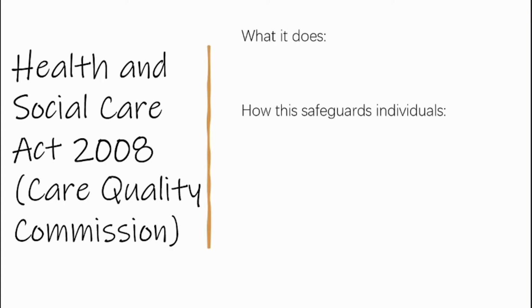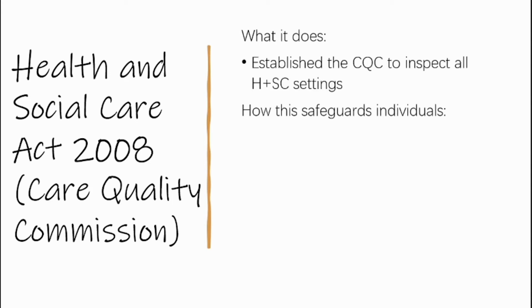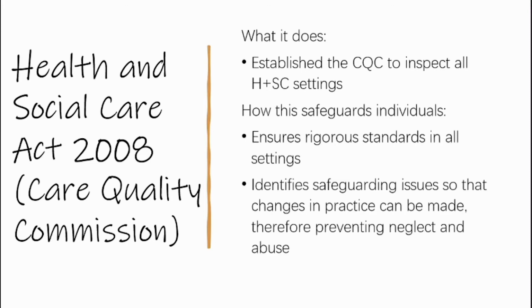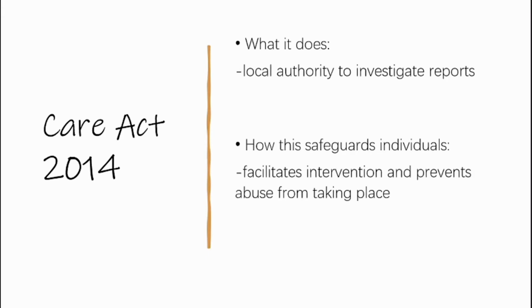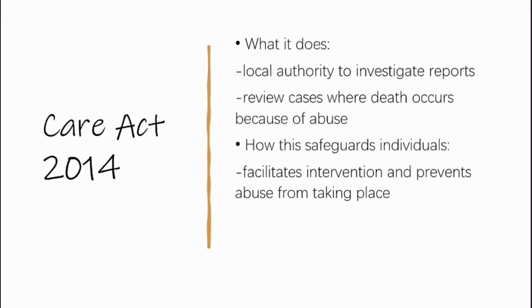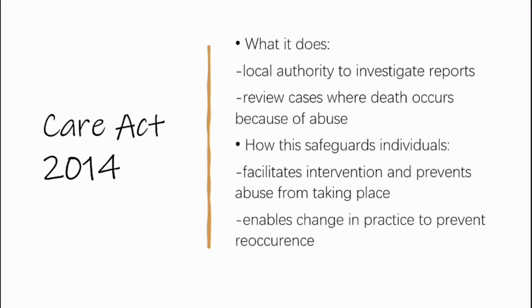The Health and Social Care Act 2008 established the CQC in order to inspect all the health and social care settings, meaning that all settings are now held to a rigorous standard and safeguarding concerns can be identified. The Care Act 2015 puts a duty on the local authority to investigate all reports of abuse so that intervention can take place if necessary to prevent further abuse. Local authorities must also use a multi-agency approach to review cases where an individual dies of abuse to make changes in practice so it doesn't happen again.